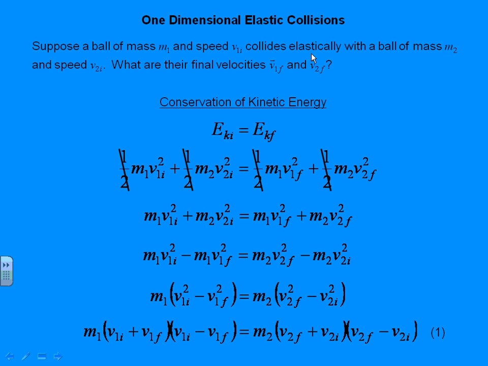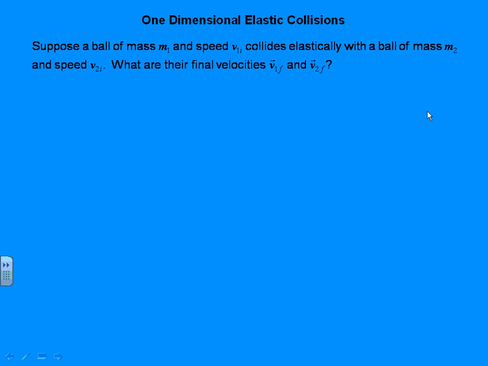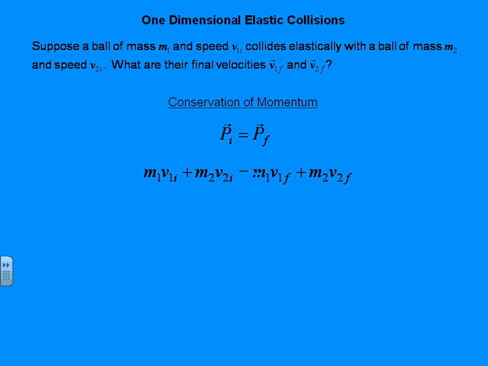Now, since this is an elastic collision, not only is kinetic energy conserved, but as in all collisions, momentum must be conserved. So we can say that the initial momentum of the system has to equal the final momentum of the system. The initial momentum of the system is, of course, the sum of the momenta of the two objects, m1 v1i plus m2 v2i. And the final momentum of the system is the sum of the two momenta after the collision, m1 v1f plus m2 v2f. Doing similar algebra, I am going to move the m1 v1f to the left-hand side to gather the m1 terms. And then I'm going to move the m2 v2i to the right-hand side to gather the m2 terms.